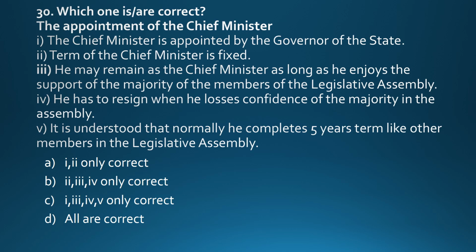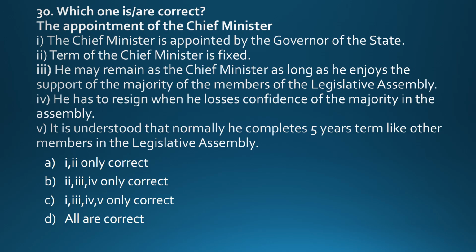Question number 30. Which one is or are correct? The appointment of the chief minister. 1. The chief minister is appointed by the governor of the state. 2. Term of the chief minister is fixed. 3. He may remain as the chief minister as long as he enjoys the support of the majority of the members of the legislative assembly. 4. He has to resign when he loses confidence of the majority in the assembly. 5. It is understood that normally he completes 5 years term like other members in the legislative assembly.